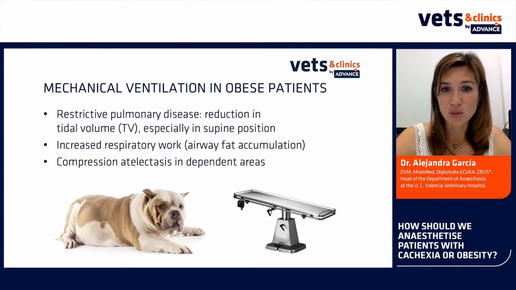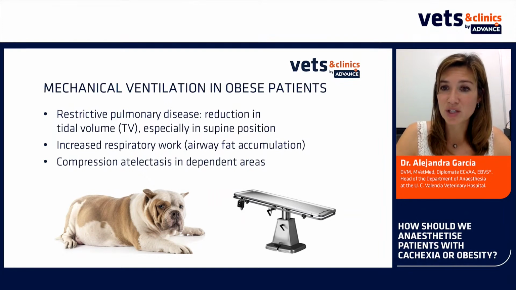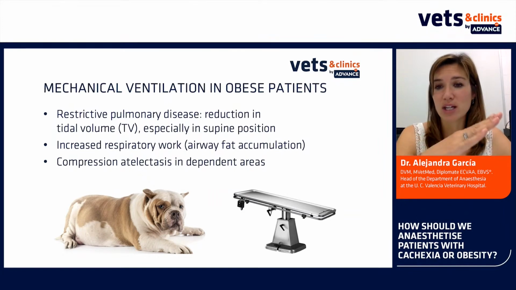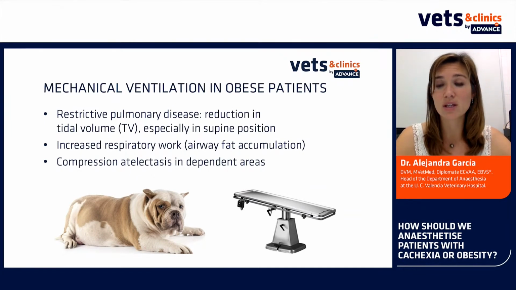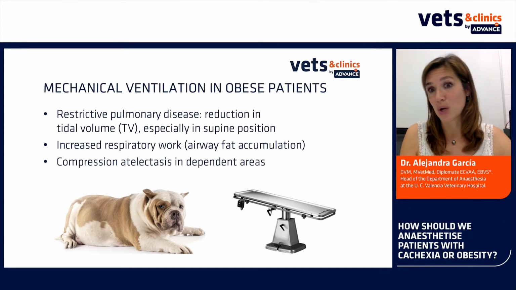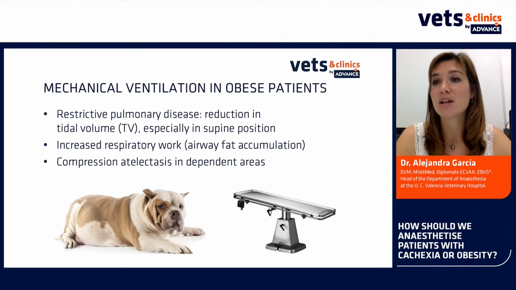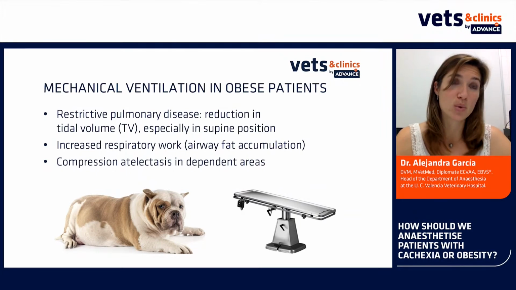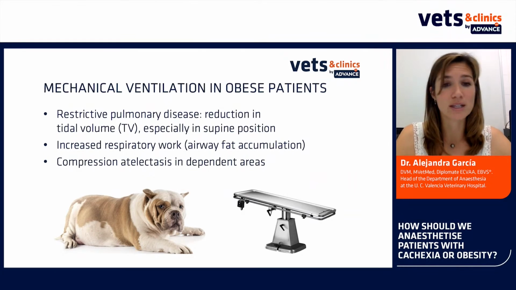So one thing that we can do to try to help them is to put the table, like you see here in this picture, in anti-Trendelenburg position with the head higher than the rest of the body. That will make the abdominal viscera basically drop a little bit by gravity, improving the mobility of the diaphragm. The diaphragm is the most important muscle for breathing during anesthesia. Obviously, the intercostal muscles as well, but the diaphragm mobility is really important for them to be able to ventilate properly.